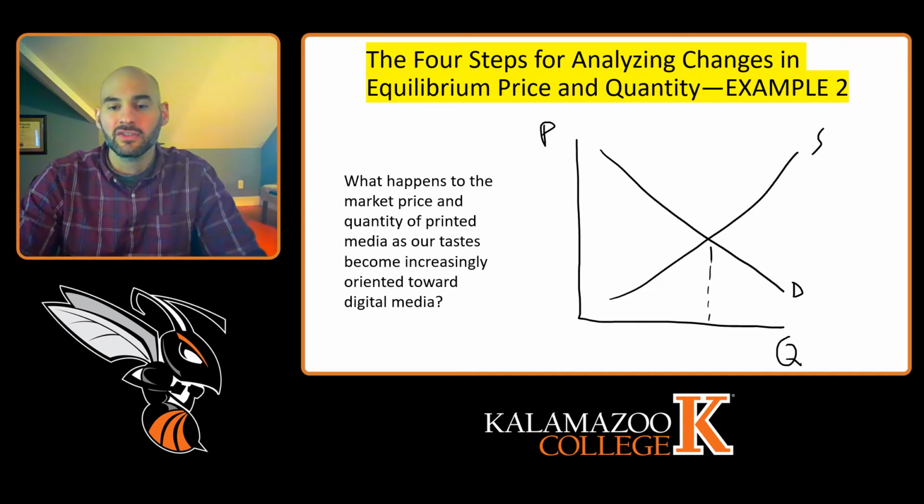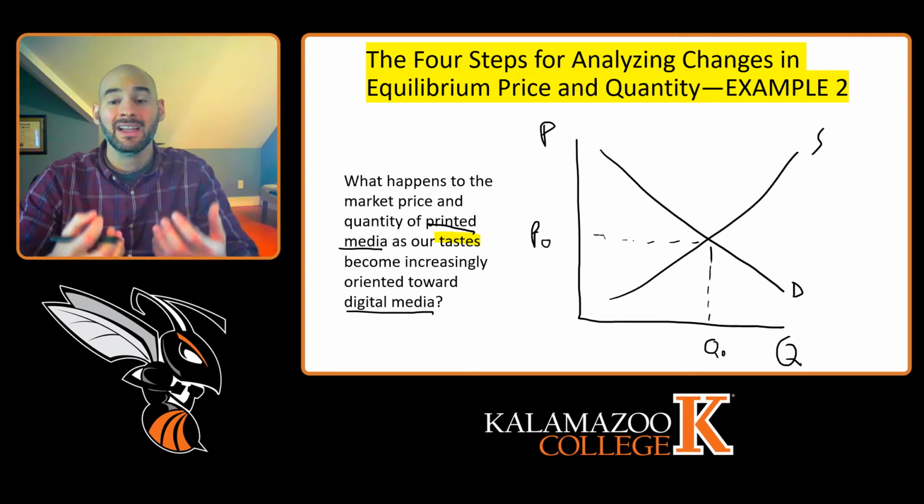And we have an initial equilibrium quantity, and we have an initial equilibrium price. So we then read the prompt, read about the market force, and we see that we are referencing a change in tastes. That word should be a giveaway, so we know that we're dealing with the demand curve. And we want to know what happens to the market price and quantity of printed media as our tastes become oriented towards digital media. So it means that our tastes for printed media are decreasing as our tastes for digital media are increasing.